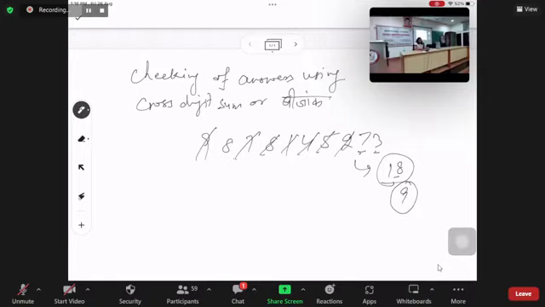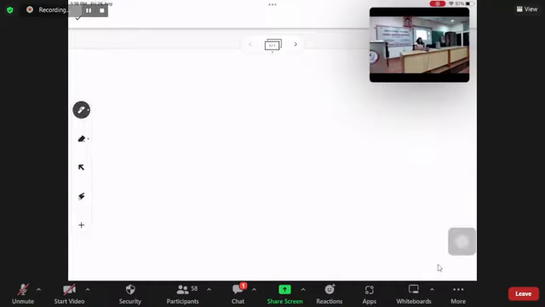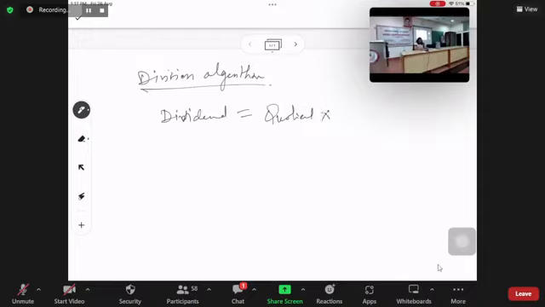Okay. And 9 is equivalent to 0 because in this decimal number system, we have numbers from 0 to 9. So this is also equivalent to 0. Okay. How do we use this in checking the answers of divisibility? We have the division algorithm. What is this? This is dividend is equal to quotient into divisor plus remainder. This is the division algorithm.